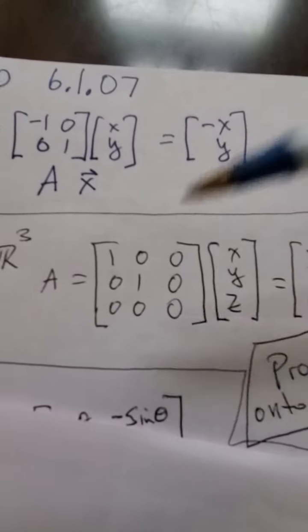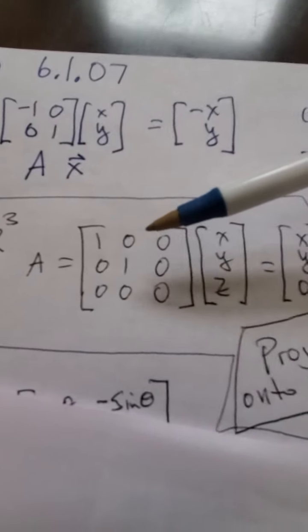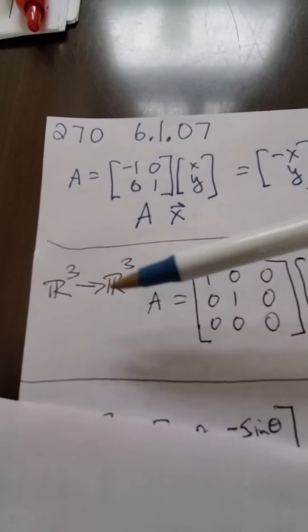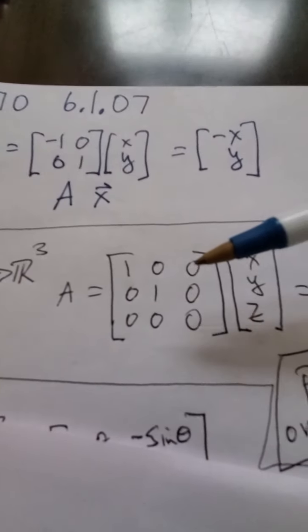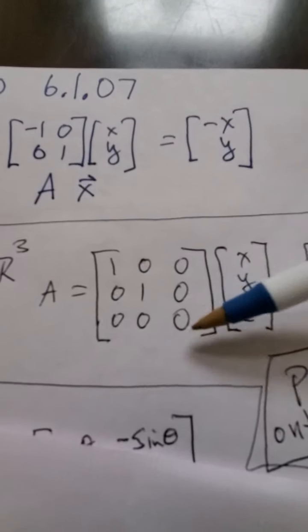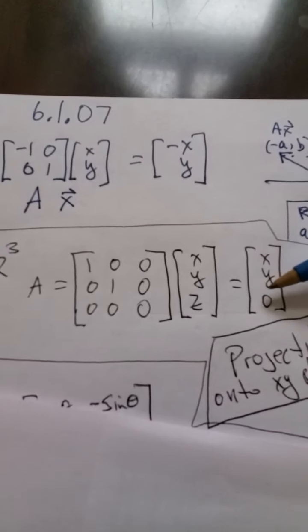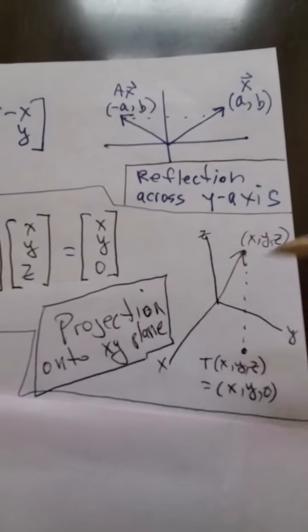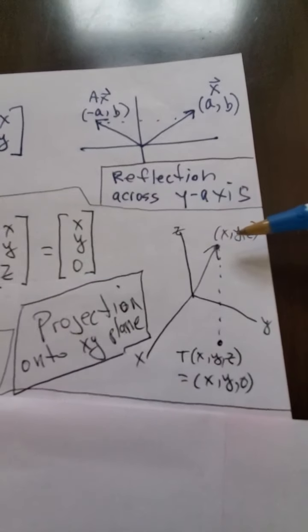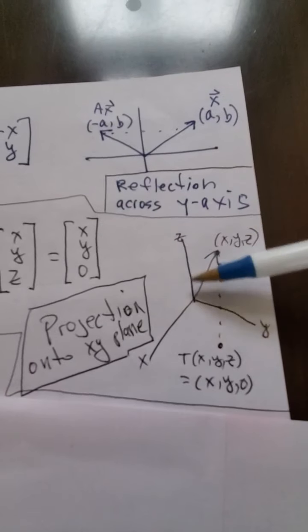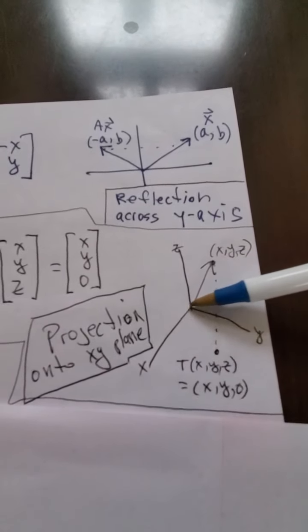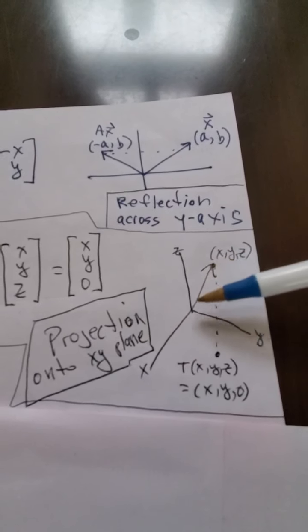My next example is using this matrix to create a linear transformation. Again, this is a 3 by 3 matrix, which means the transformation is going from R3 to R3. Now, when I multiply a vector x, y, z by this matrix, I just get x, y, 0. Now, what is that? That is what's going to be called a projection onto the xy plane, because if I have a vector which is up here, x, y, z, this is the y-axis, the z-axis, the x-axis, this thing is sort of going diagonally up in space.